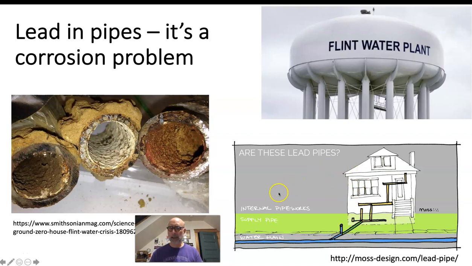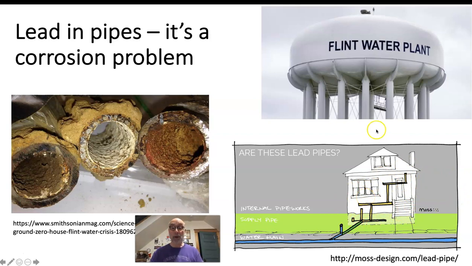The questions when approaching where the pipes are and where this contamination is coming from are really well done in this one sketch by some architects that I found. That lead could be in water mains owned by the city. It could be in supply pipes that go from the water main on the street to your house, and it depends on where you live how much of this is owned by you and how much is owned by the city. Or it could be in these yellow pipes, which are inside your house. Those are owned by you.